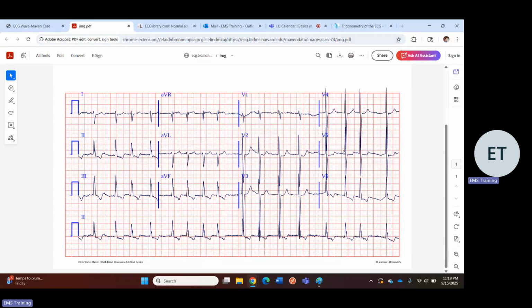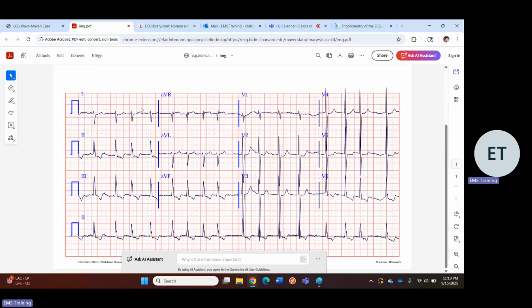Alrighty. Does this look normal? No. Are there P waves for every QRS complex? Honestly, I don't see any. There's a little bit of artifact. Does the QRS complex look wide? No, looks okay.